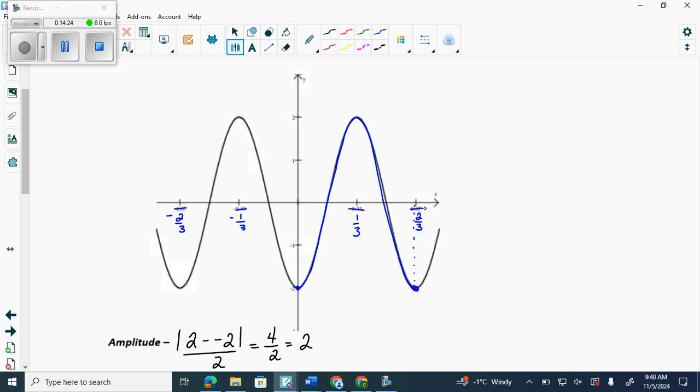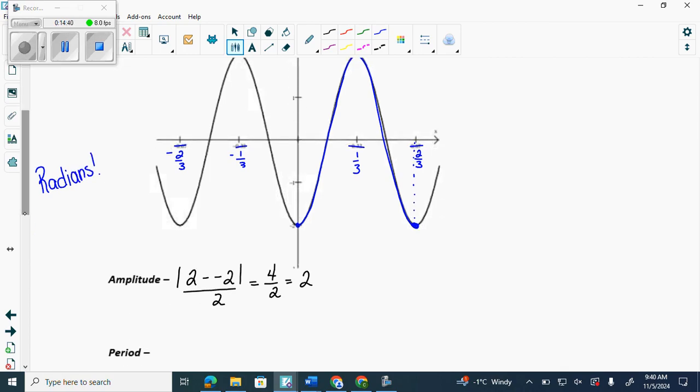What is this x-axis in? Radians or degrees? Radians, how do you know? There's no degree symbols. That's literally how you would narrow it down. So this is radians. So is the previous one. I have to go back and put that. And this thing repeated itself in 2/3.